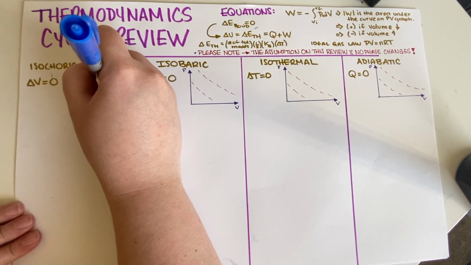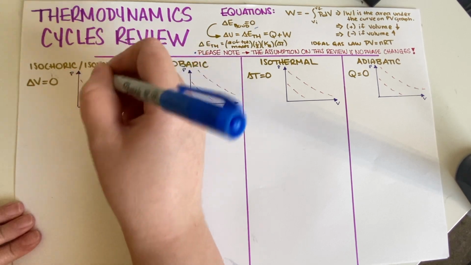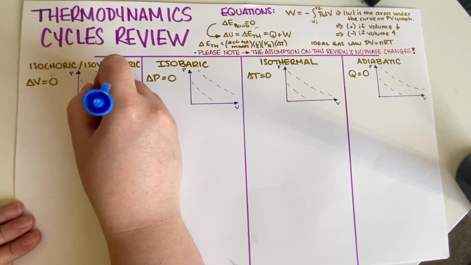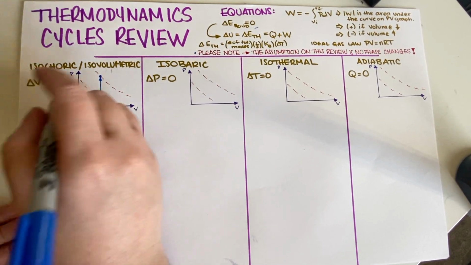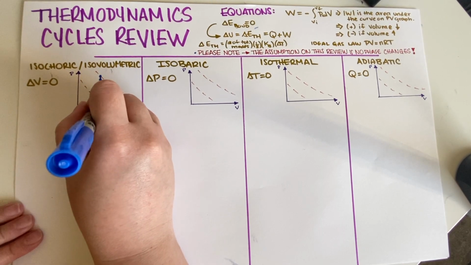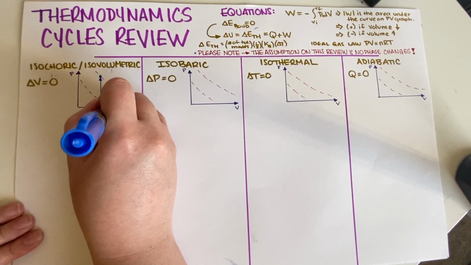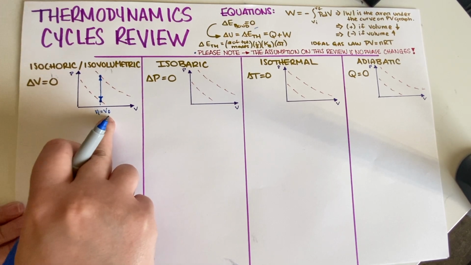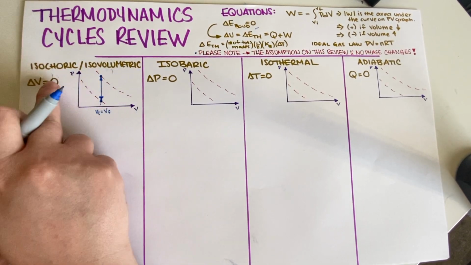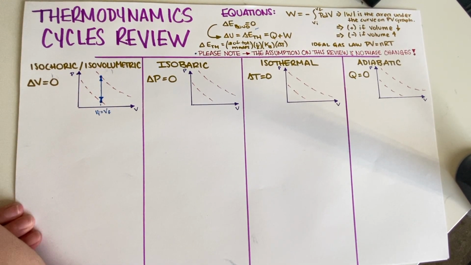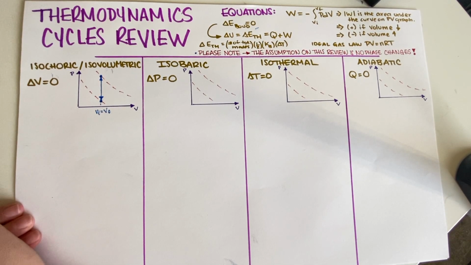So you go from one to the other, and it can either be going up or going down, it doesn't matter. But what matters here is that your volume stays the same, isovolumetric, so your delta V is equal to 0. Now, what simplifies when delta V is equal to 0?